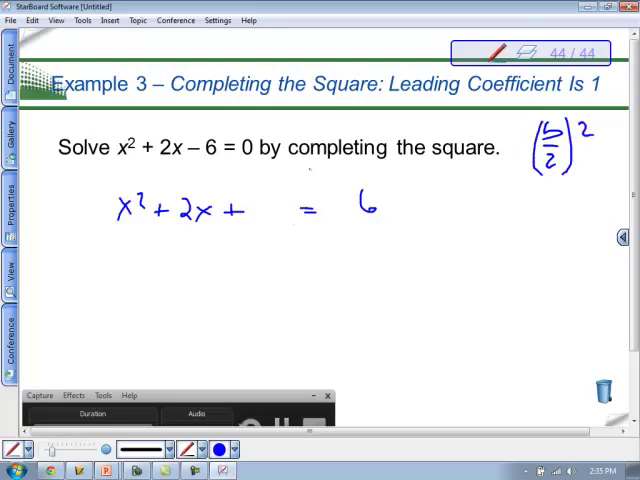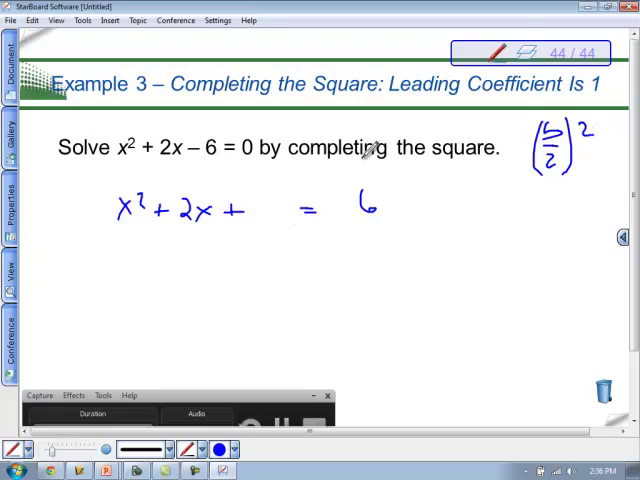So you have to make sure that you move the constant over to the other side, so you have just the x squared and the x term. You want to make sure that a is 1, so you have a 1 in front of the x squared here. And if you don't, you divide through to get a to be 1. And then you add b over 2 squared to both sides.